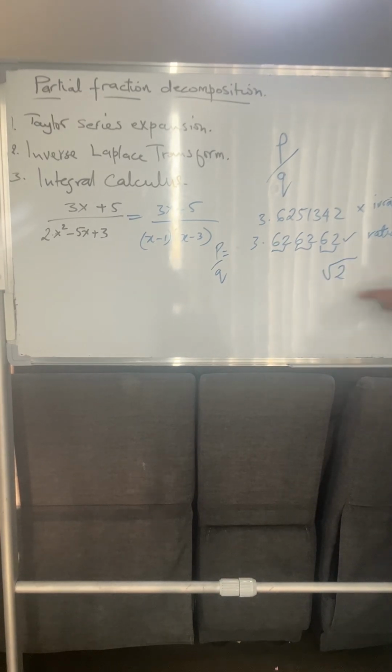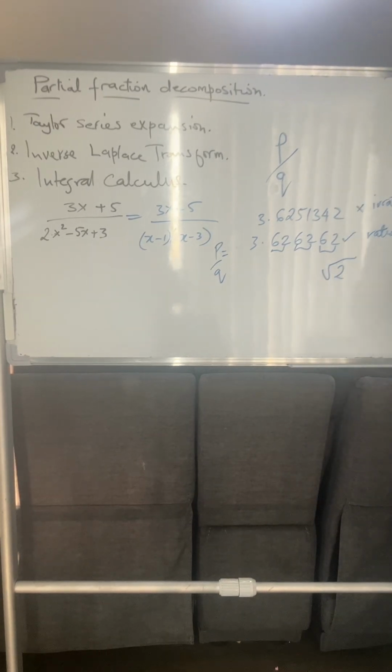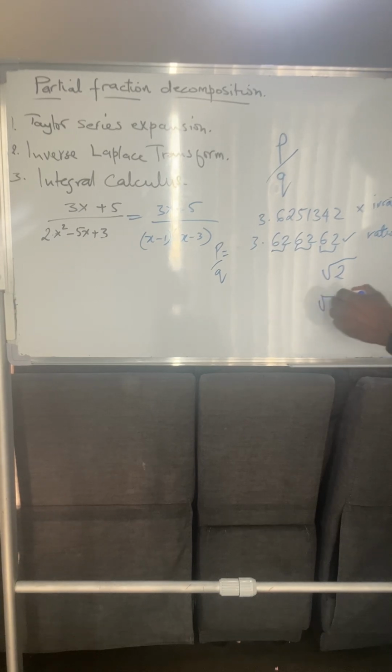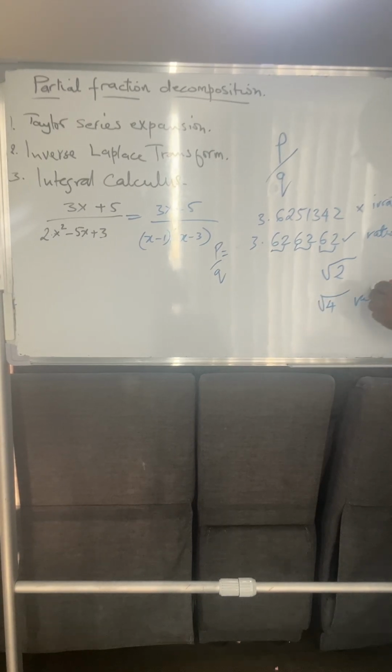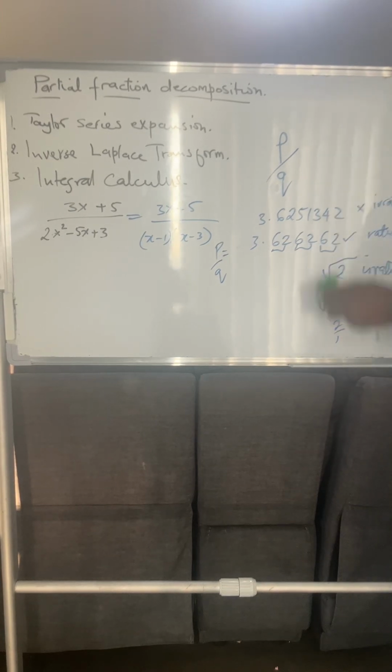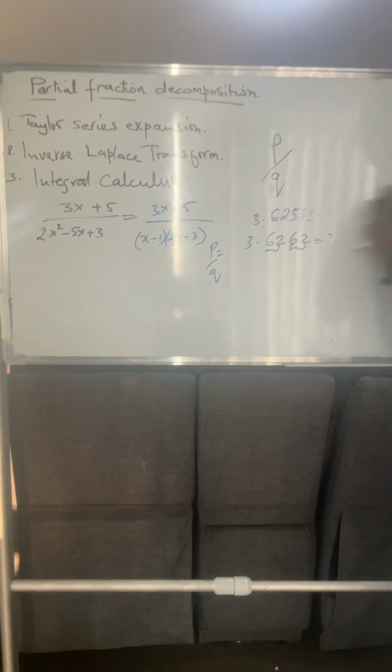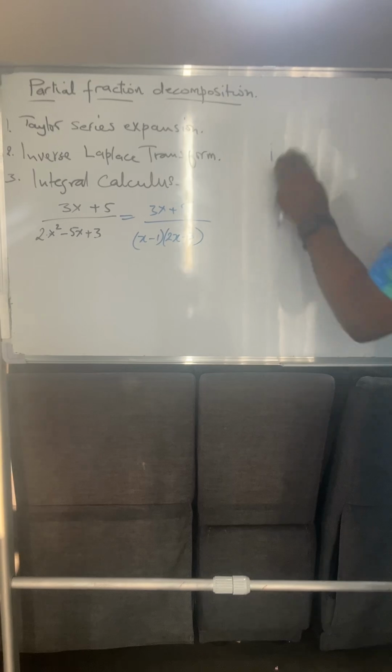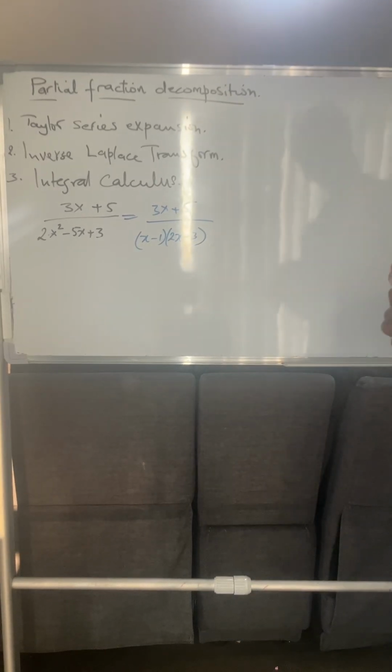Root 2 is irrational because it's an imperfect square, while root 4 is rational. This is rational, this is irrational. You cannot simplify this into a fraction. This one, you can simplify it: root 4 is 2 over 1, it's a fraction. So this is just a distraction because we are using the word rational here. So I want you to understand what it means.